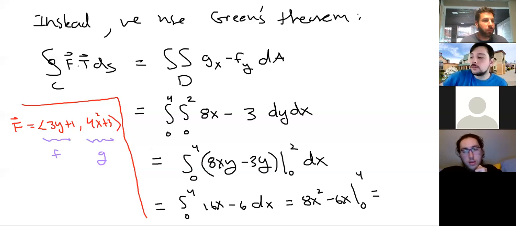All right, so if I plug in 4, I get 8 times 16 minus 24. So this, I believe, is 104, unless I made any error.